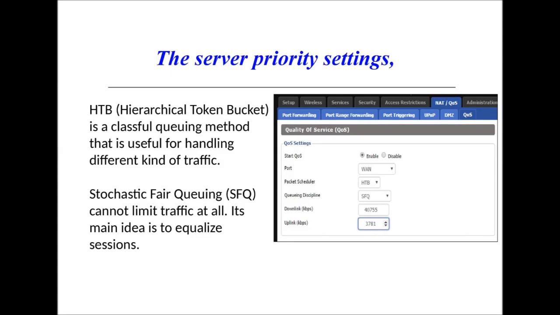Next is the packet scheduler, which we have just discussed about HTTP. Next is the queuing discipline, which is SFQ. Next are downloading or downlinks and uploading or uplinks. So this is the speed for down and uplinks. Definitely the network administrator can define different parameters to control the quality of service according to the situation and according to the need.